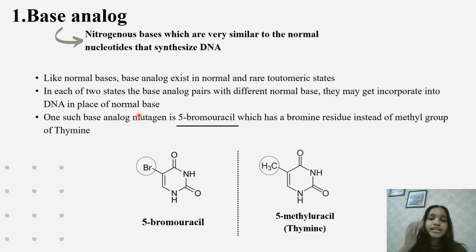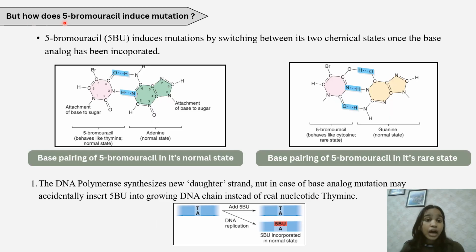An example of base analog is 5-bromouracil. 5-bromouracil is a base analog of thymine. Let's understand by looking at the structure. This is the structure of thymine, and on the fifth carbon of thymine we have a methyl group. But in the base analog of thymine, which is 5-bromouracil, we have a bromine group on the fifth carbon. So this minute change in the functional group can lead to the formation of a base analog. But how does 5-bromouracil induce mutation?